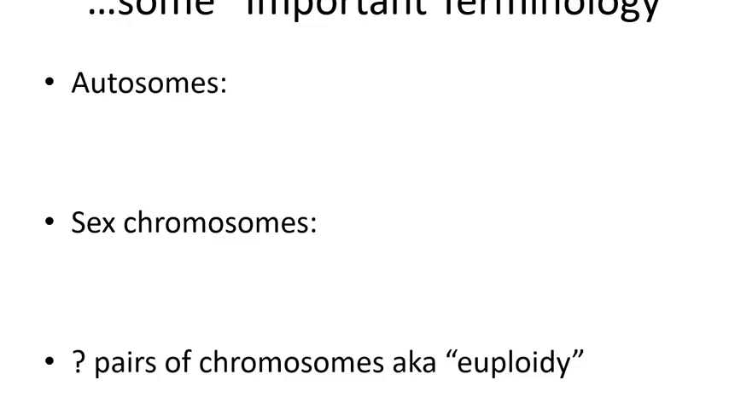And less than or greater than the normal of 23 pairs is known as aneuploidy. So if you have 23 pairs or 46 chromosomes, that is considered euploidy. If you have less than that or greater than that, then it's called aneuploidy.